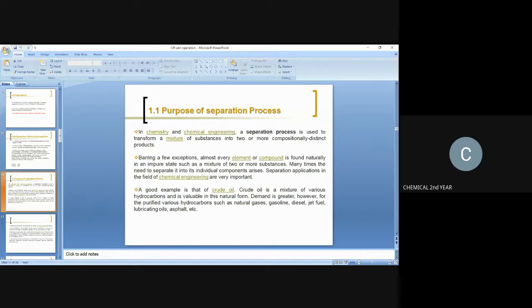A good example is that of crude oil. Crude oil is a mixture of various hydrocarbons and is valuable in its natural form. Demand is greater, however, for the purified various hydrocarbons such as natural gases, gasoline, diesel, jet fuel, lubricating oils, asphalt, etc.